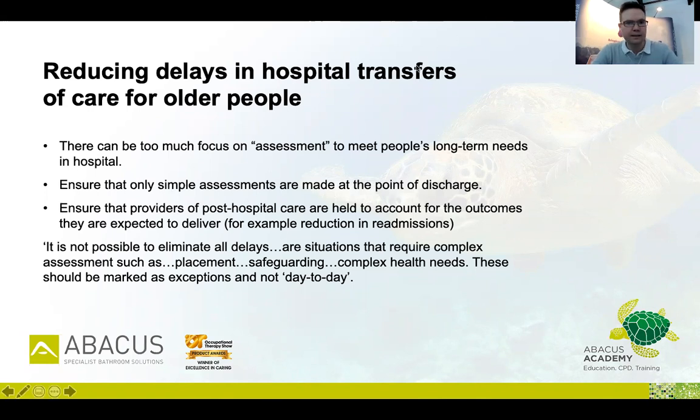It says in the document that it's not possible to eliminate all delays, and that there are situations that require complex assessments, such as placement, safeguarding, or someone with complex health needs. But these should be marked as exceptions and not day to day. So it is giving us scope to say that people are allowed to stay in hospital. Complex health needs, I guess that's interpretation. You know, what are we calling complex health needs? And the fact that it says health needs and not social or functional needs is interesting, but that's picked up a little bit later.